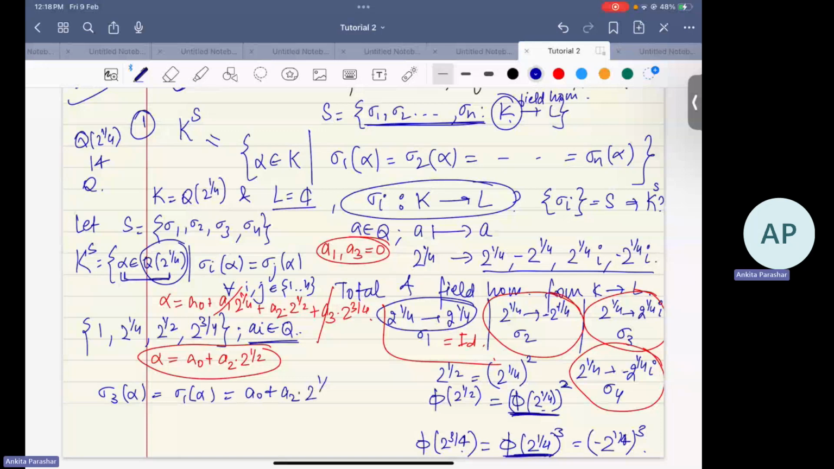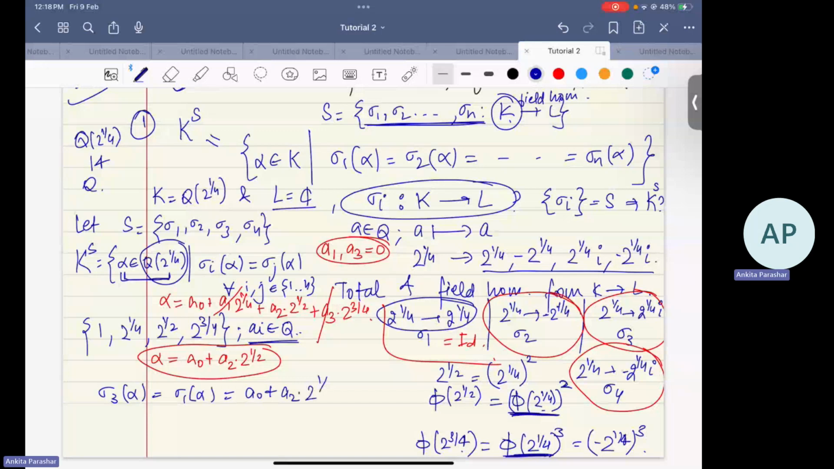Okay, so let me write down the solution. The Galois group of a field extension K over F is the set, in fact the group, of all F-automorphisms of K. What is the meaning of F-automorphisms? That means if you take any homomorphism sigma from K to K, sigma of a is a for all a in F. That means F elements are fixed by sigma. This is the meaning of F-automorphisms.